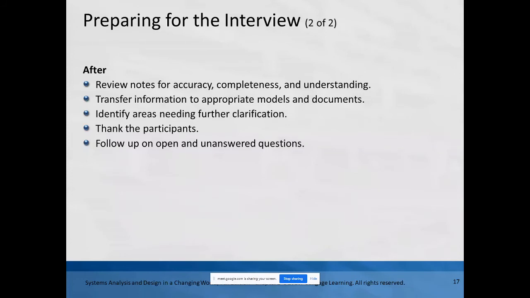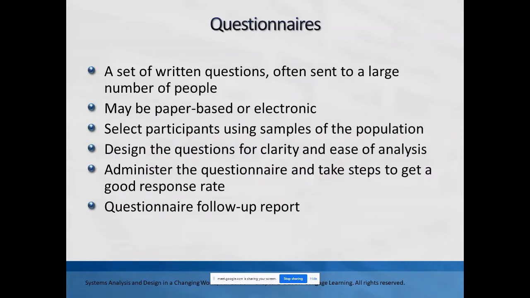Make sure you shoot an email out, or if you see them, thank them for their participation. And if there are unanswered questions, just follow up. Oftentimes the follow-up can be asynchronous. So it doesn't necessarily mean sit down with them again. You can just send an email and they'll get back to you whenever they're ready to follow up on unanswered questions. So that's one method, and that's the big one. The interviewing is a major method of data gathering.